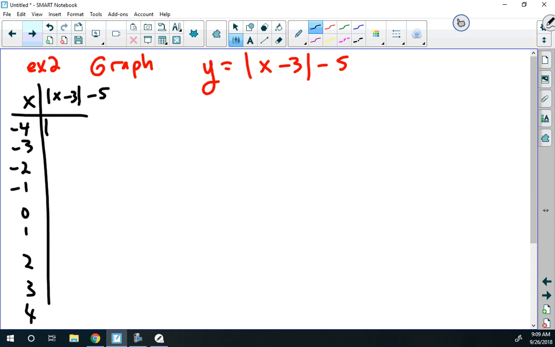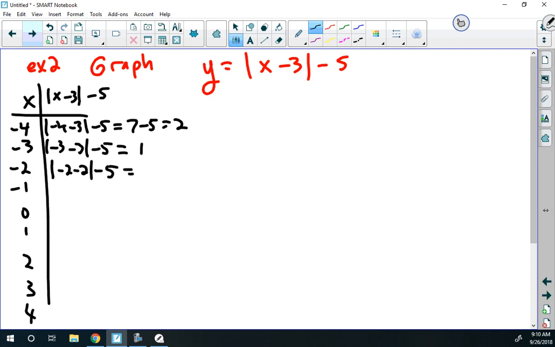So this is going to be the absolute value of negative 4 minus 3, minus 5. So that's 7 minus 5, which is 2. This is negative 3 minus 3 minus 5. That's 1. This is the absolute value of negative 2 minus 3, minus 5. So that's, did I do that right? 7 minus 5 is 2. 6 minus 5 is 1.